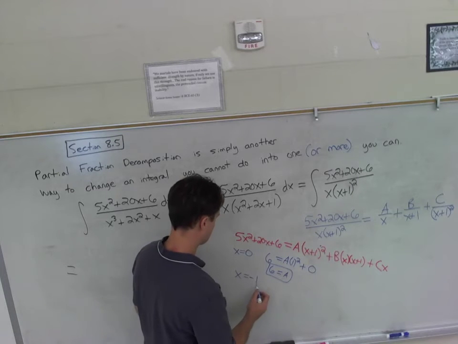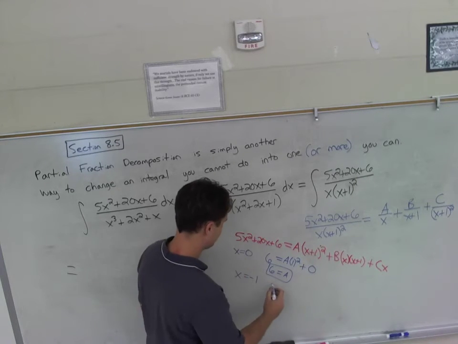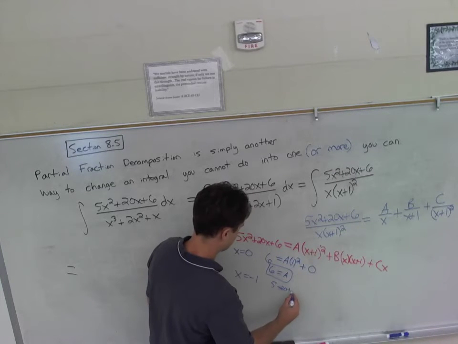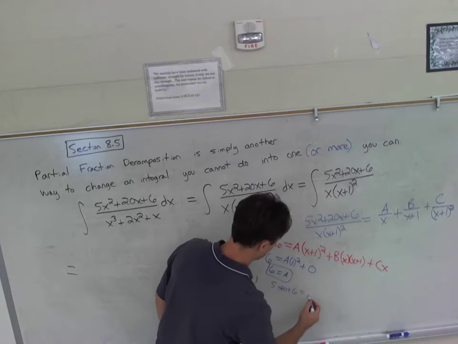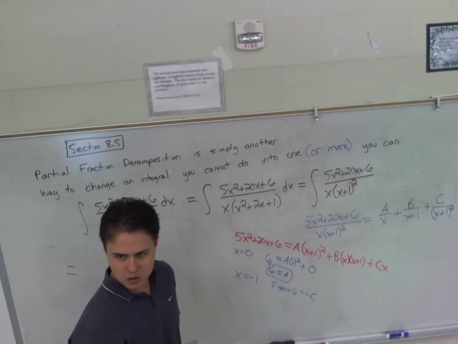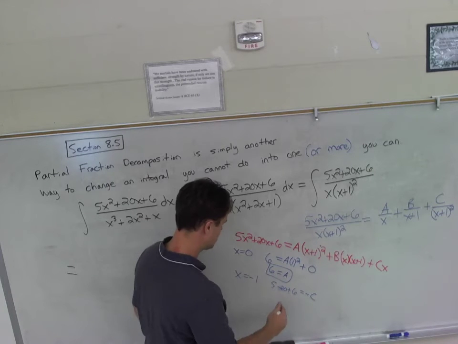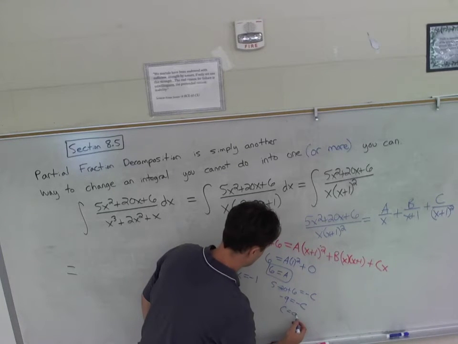Someone else, Sam, what's another convenient value I could plug in and look at? Negative 1. Very nice. So if we put negative 1 in, we're going to have to be a little more careful, right? So we get 5 minus 20 plus 6 equals, this goes away, and negative C. You guys follow that? So what is that? 11 minus 20 is negative 9. So C is 9.